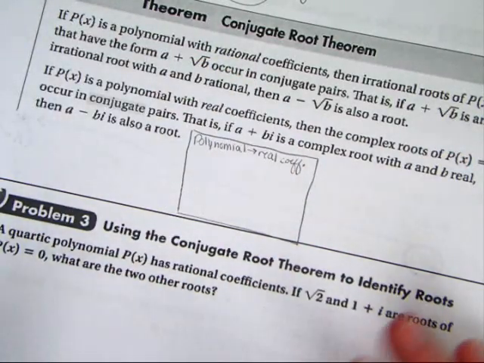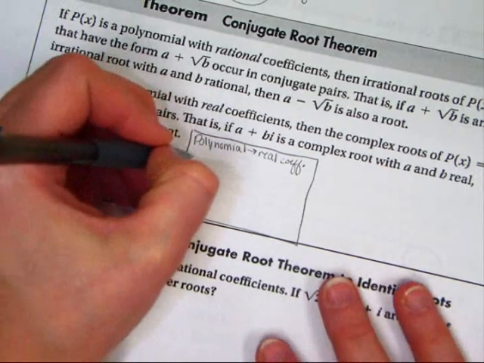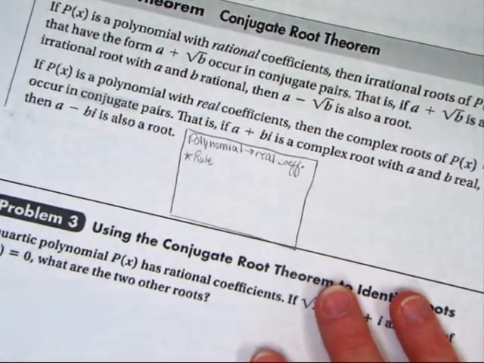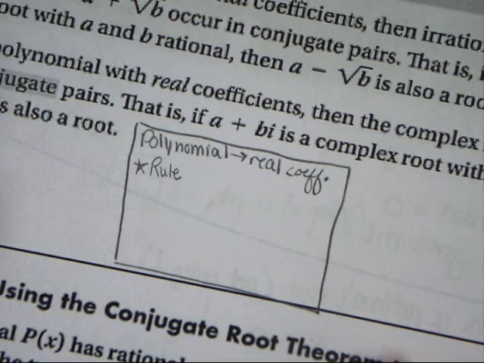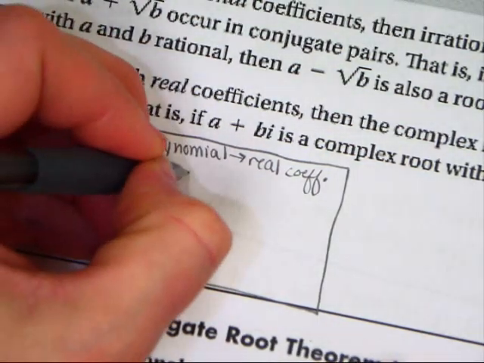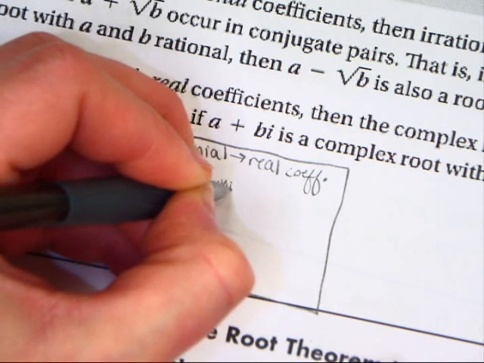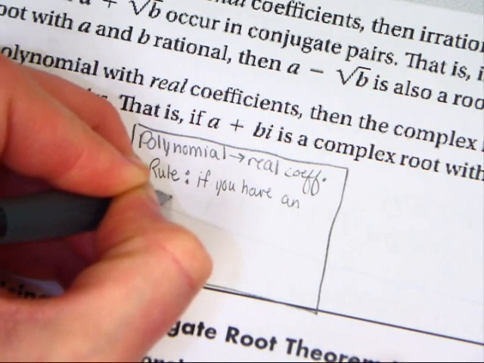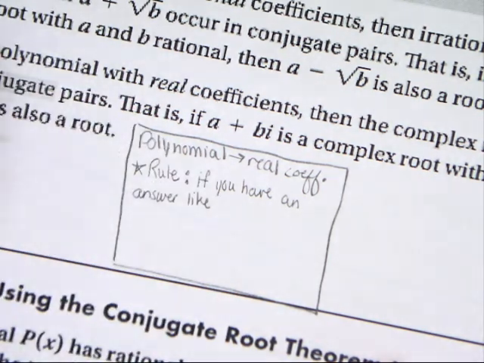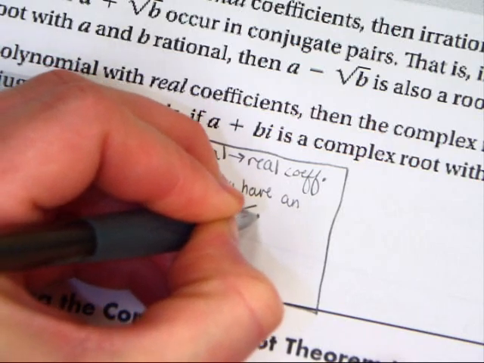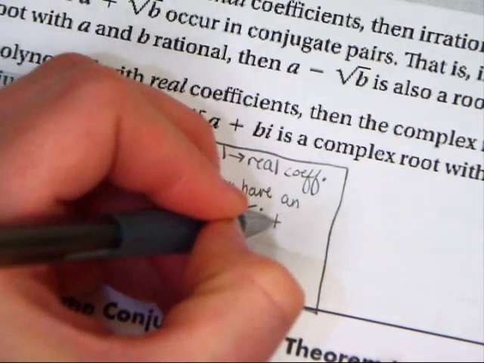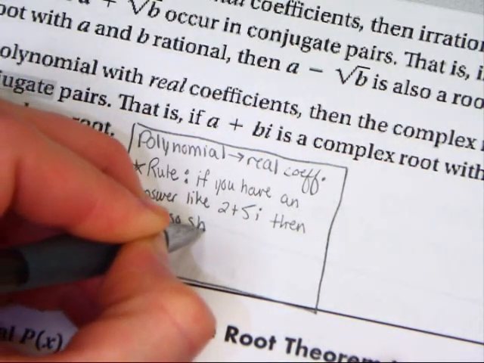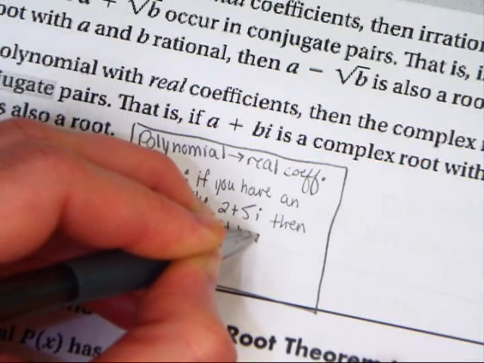Okay, if it has real regular coefficients, then there is a rule. And here is the rule for that. The rule is, if you have an answer like 2 plus 5i, then you also have an answer 2 minus 5i.